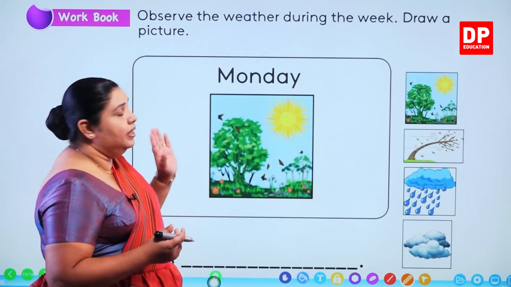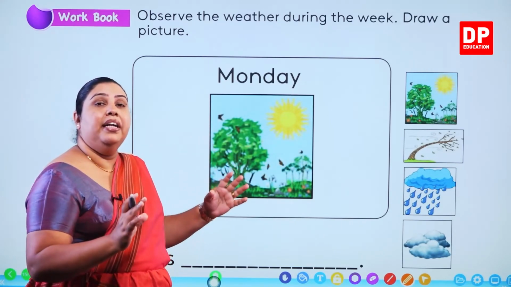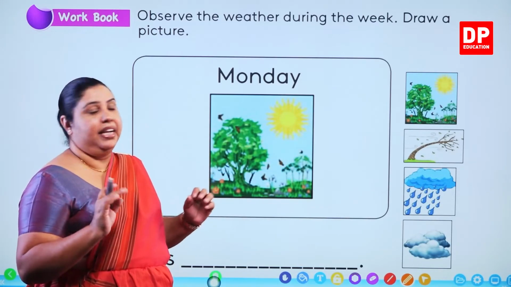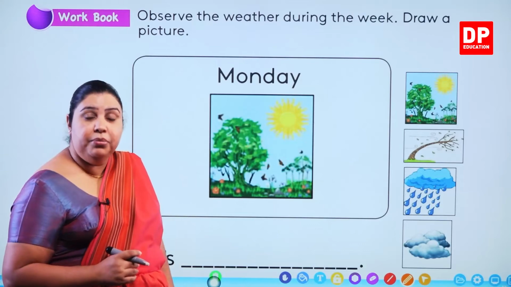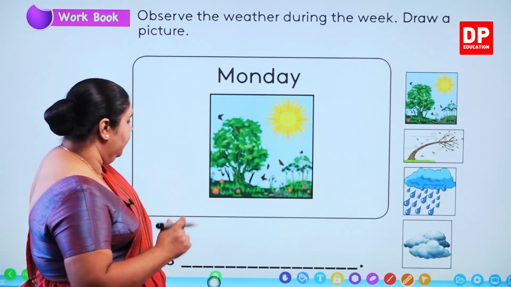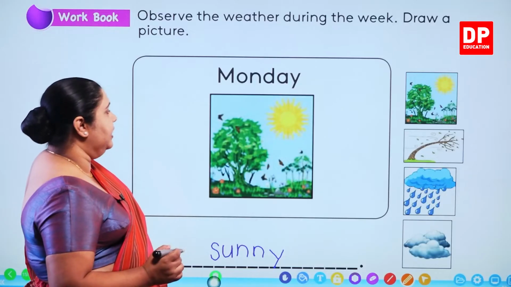So I have taken in my workbook activity Monday as a very bright and sunny day. And then at the end you have to write, at the bottom you have to write, it's sunny. Now what is the day today? It's sunny. Today is Monday and it's a sunny day. So you have to write, it's sunny.